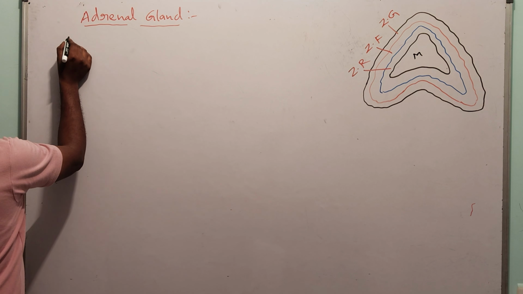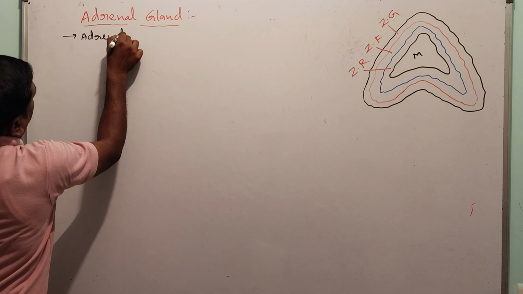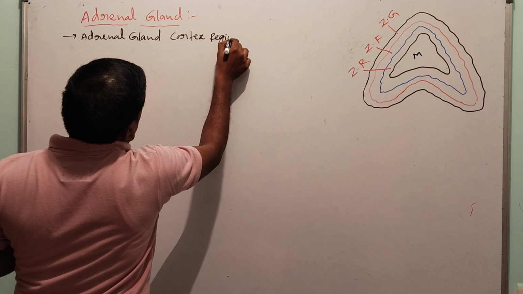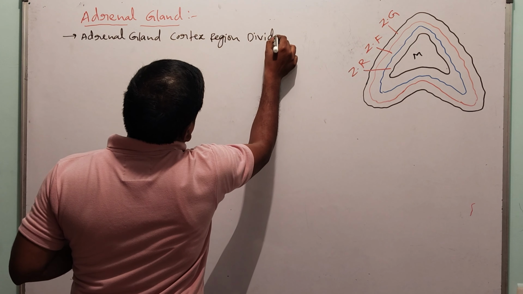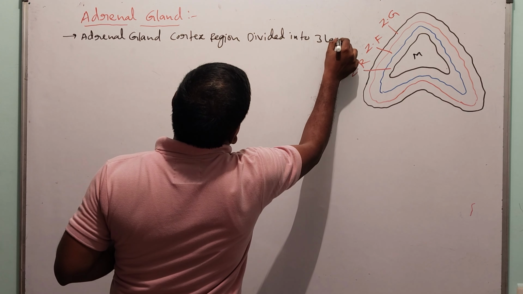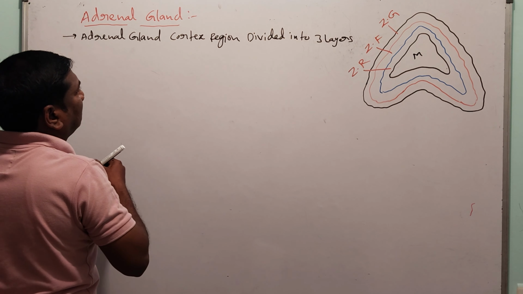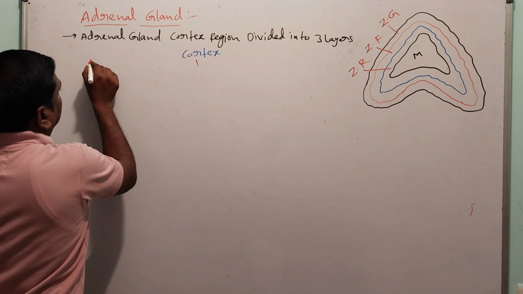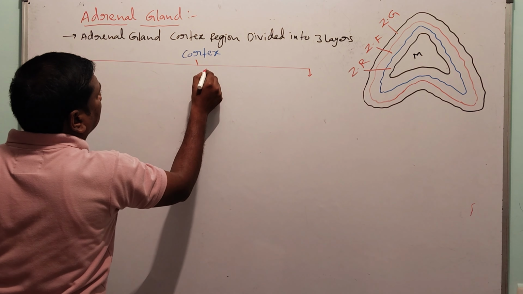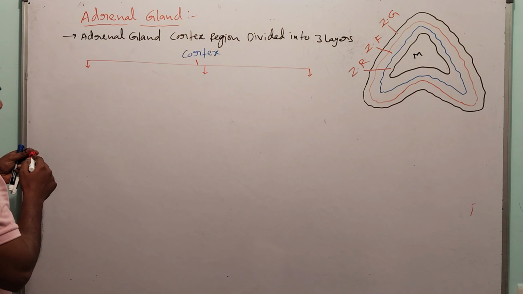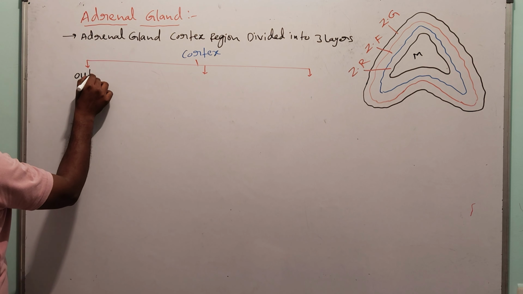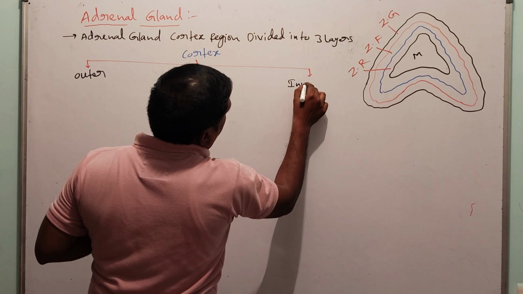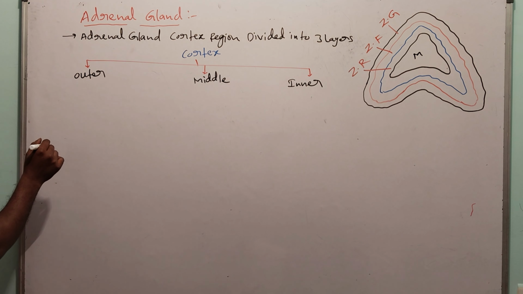The adrenal gland cortex region is divided into three layers: outer, middle, inner. The outer one is the zona glomerulosa.